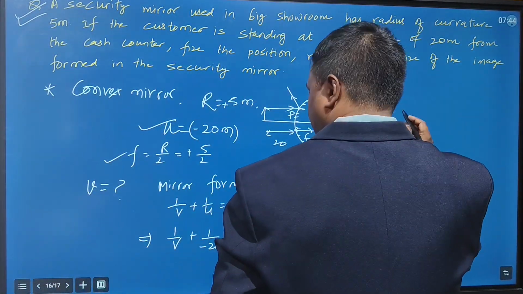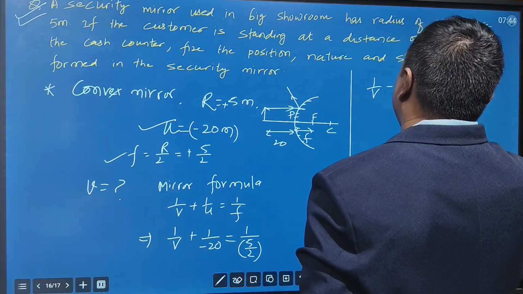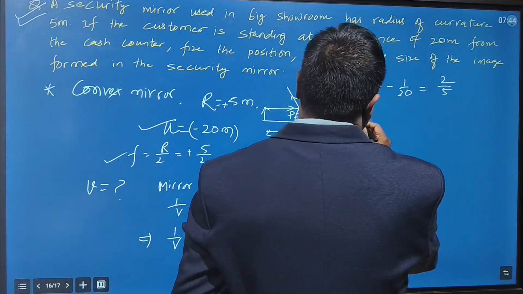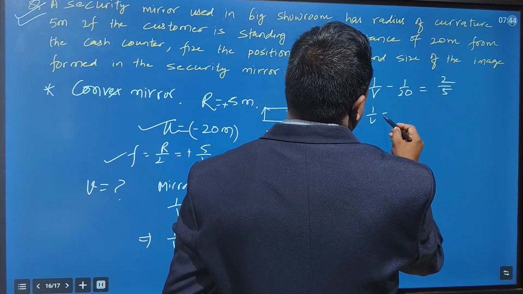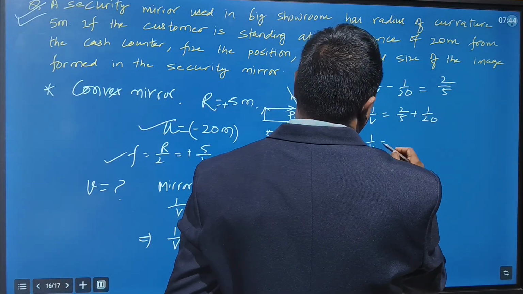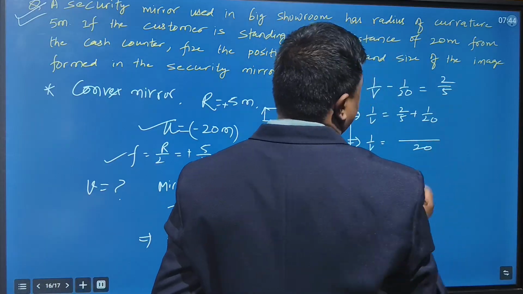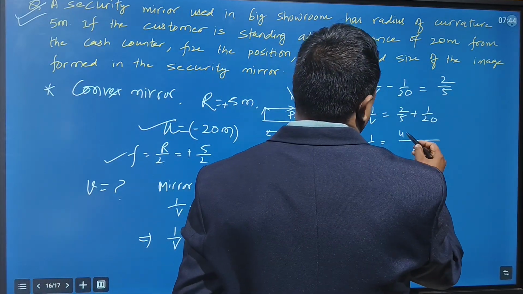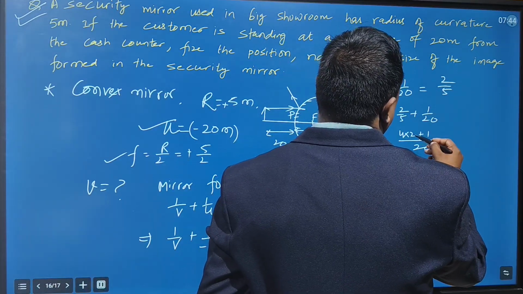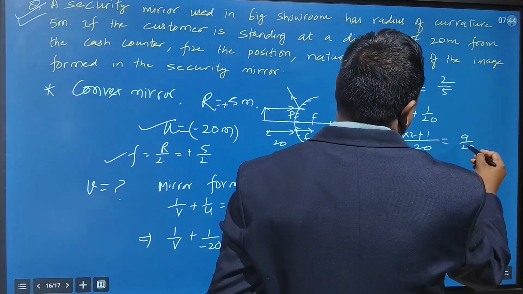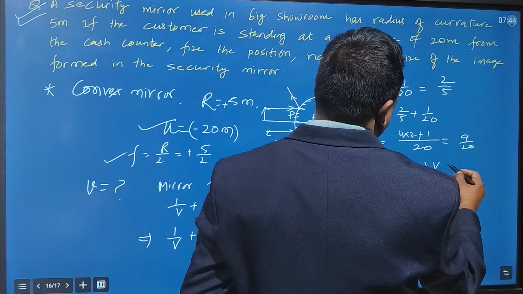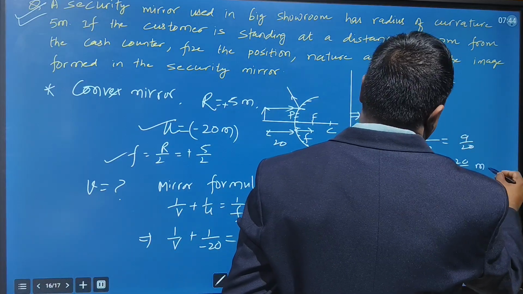So we can write 1 by v, plus into minus will go minus, 1 by 20 is equal to 2 by 5. Yes or no? So we can move this to the right hand side: 1 by v is equal to 2 by 5 plus 1 by 20. LCM is 20. 20 divided by 5 gives 4, 4 into 2 is 8. 20 divided by 20 gives 1, 1 into 1 is 1. So 8 plus 1, 9 by 20. So 1 by v is equal to 9 by 20. What is the value of v? 20 by 9 meters.